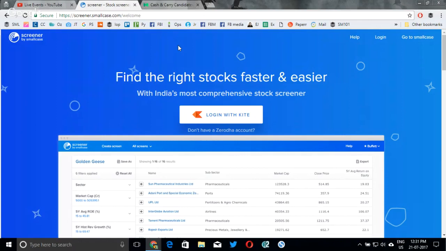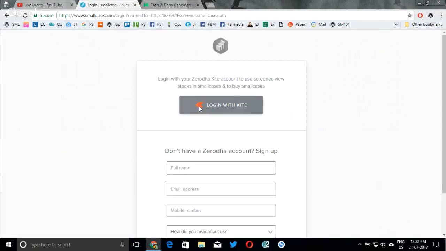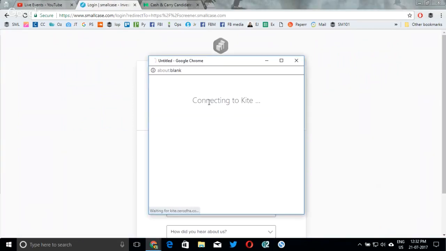So recently we introduced futures and options filters in Screener. To access all these filters, you can come to the domain that you can see here. The URL is screener.smallcase.com and then just click on login with Kite. You need to provide your Kite credentials and you would be redirected to the Screener.